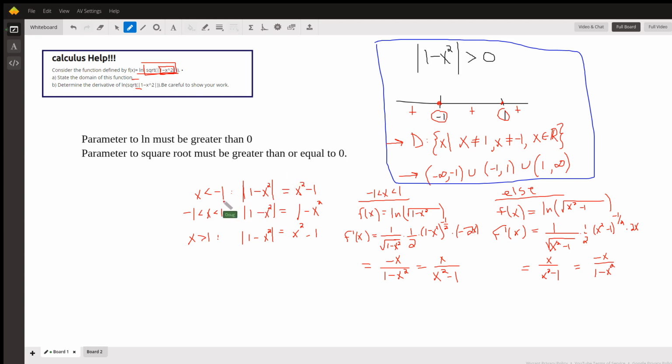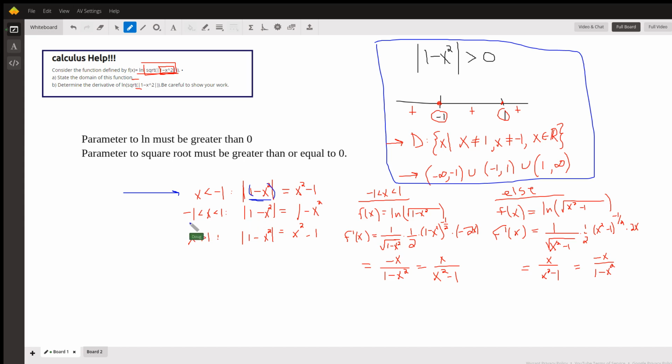So when x is less than negative 1, let me go to blue right here, the absolute value of 1 minus x squared can be written this way, because this is a negative number in here. If we take the opposite of that, you'll have a positive number, and the absolute value of a positive is still a positive number. So we want to take the opposite of this, which is x squared minus 1.